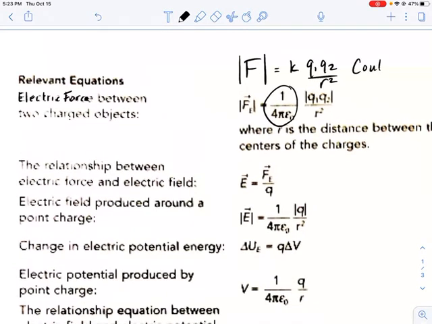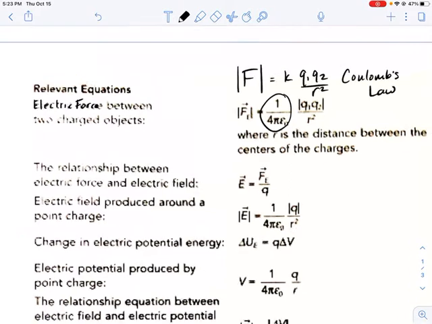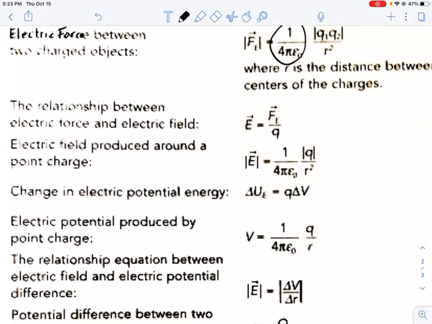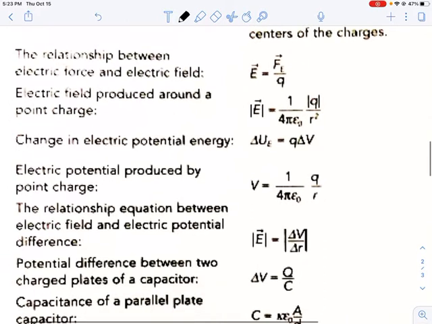And the name of this is Coulomb's law, force between 2 point charges. The relationship between electric force and the electric field. So here, again, this E is the electric field. The electric field equals the force over the charge. The electric field around a point charge is KQ over R squared.